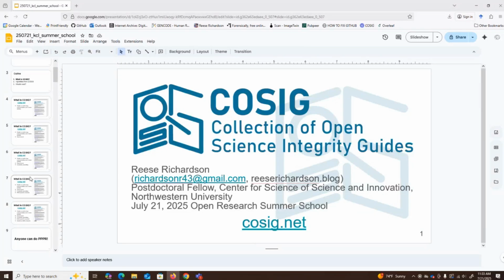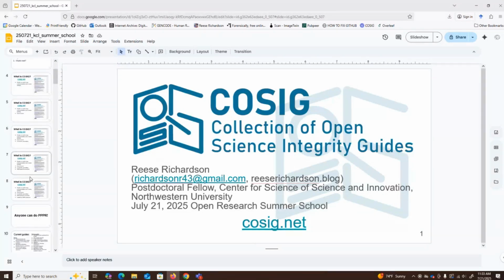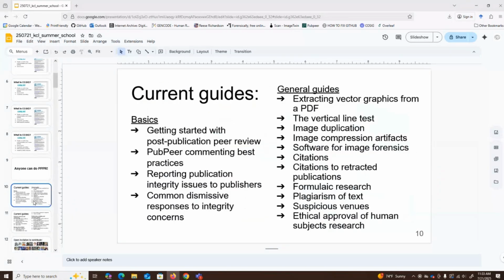But I'll make sure that we follow up on that, because I do believe that it would be really valuable for more subject-specific guides. Some of the stuff that we cover in the general guides will also come about in psychology publications, but there's certainly a lot more ground to cover. So I'm really happy to hear that from you.